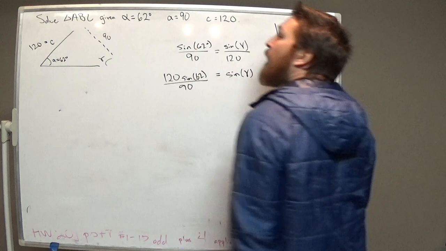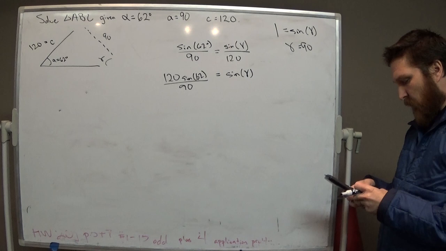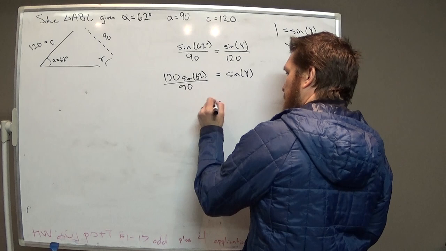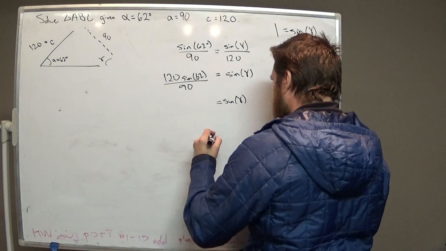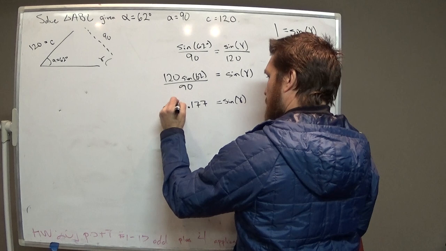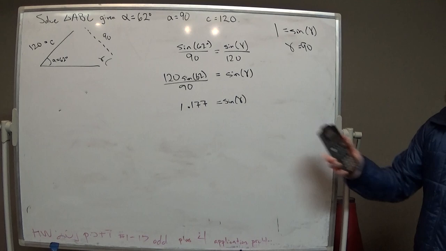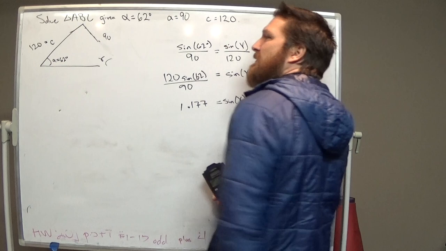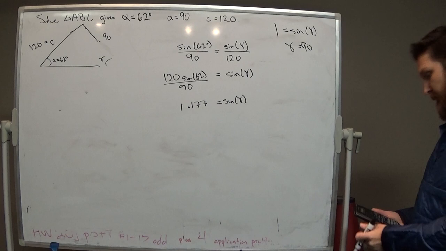But let's see what this is. In this case, we have 120 times sine 62, end parentheses, divide by 90. What do you get? 1.177, that's what I got. So what does that mean? It doesn't exist. That means that 90 is not long enough, right? 90 basically only comes to here. That guy is too long with respect to that guy. So, no triangle. You're done. Yay, that was easy. You're done. Go home.